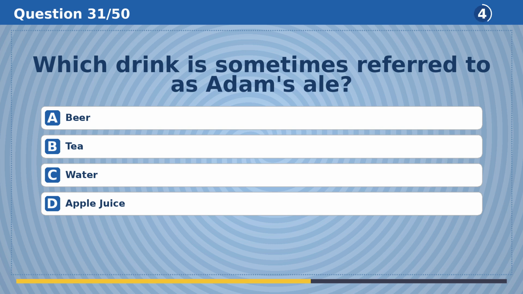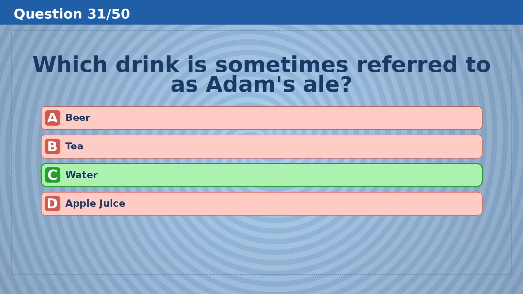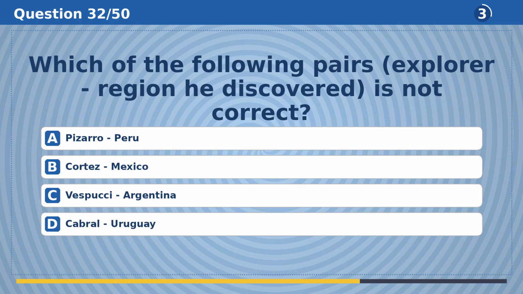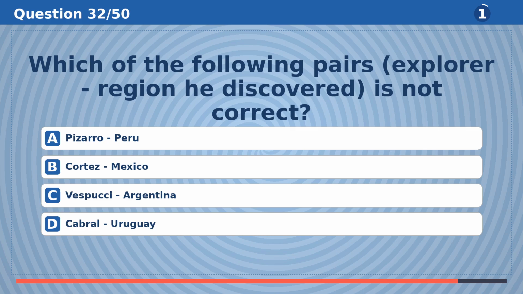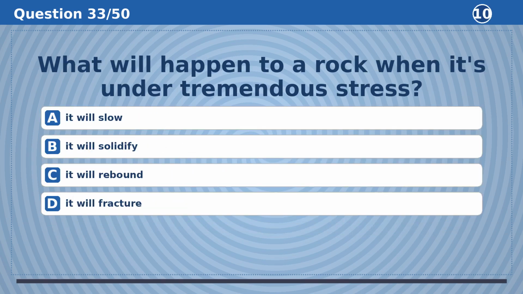Which drink is sometimes referred to as Adam's Ale? The answer is C. Water. Which of the following pairs explore a region he discovered is not correct? The answer is D. Cabral, Uruguay.